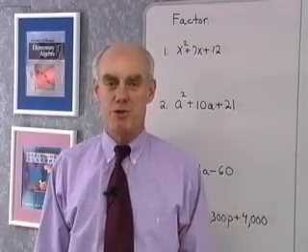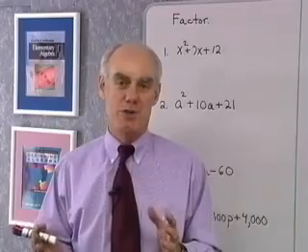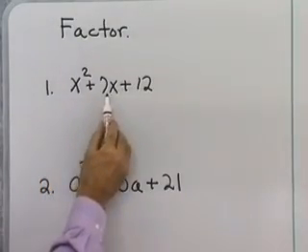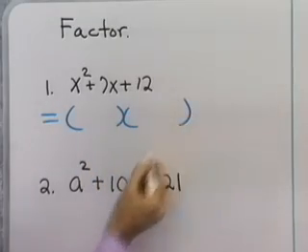We've got 4 trinomials to factor, and what we want to do is take them and write them as the product of the 2 binomials that we multiplied to get them in the first place. So here I have x squared plus 7x plus 12. If this factors, it's going to factor into the product of 2 binomials.